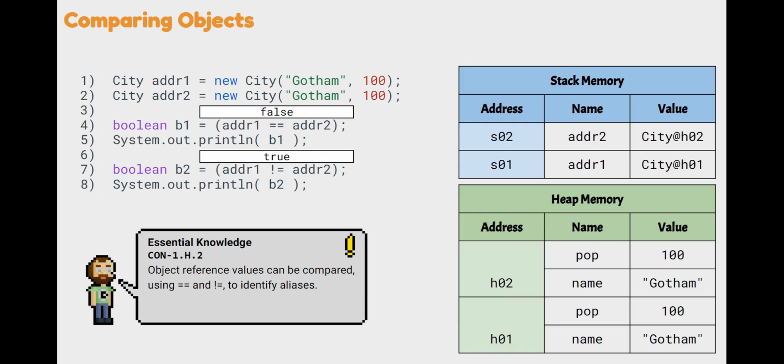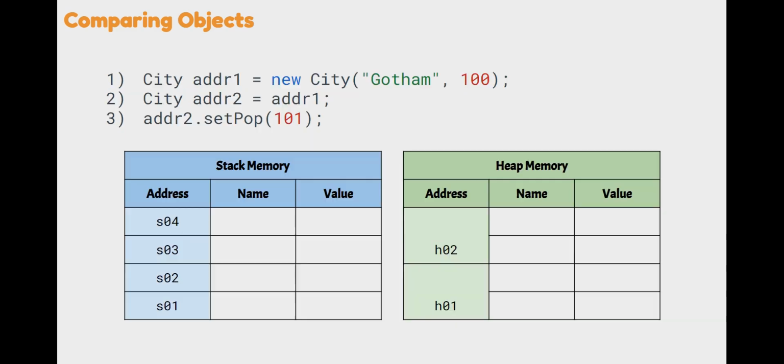This aligns with our essential knowledge. Object reference values can be compared using equal to, and not equal to identify aliases. We have a similar example here with a few changes.